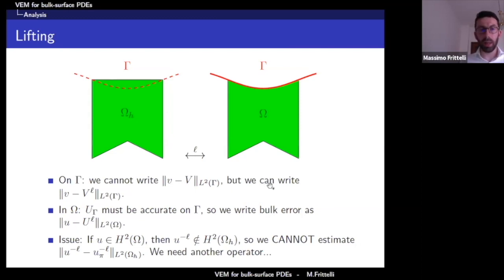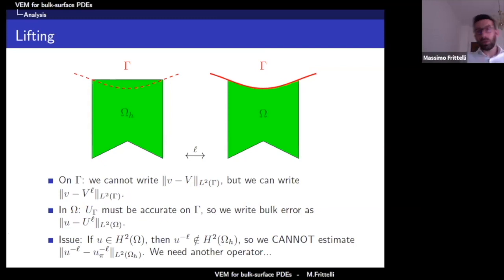So we use the so-called lifting operator. The lifting operator is nothing more than a mapping between the discrete domain and the exact domain. So this is how it's usually done in the context of surface PDE. We write the difference between the exact solution and the lifting of the numerical solution. But because the surface variable is estimated via lifting, we need the same kind of approximation for the bulk species.